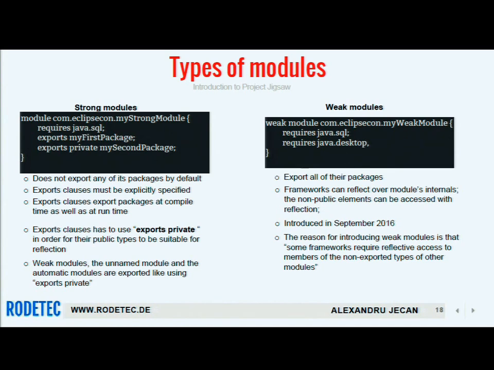But the standard modules, if you don't specify weak, you have strong modules. And these have requires clauses and exports clauses, as I told you before. You have to specify the exports clauses, and you also have an exports private. So if you write exports private, you make the public types suitable for reflection, but only if you write exports private. Weak modules, the unnamed modules and automatic modules are exporting like using exports private. I will tell you later what they mean because we have less time.